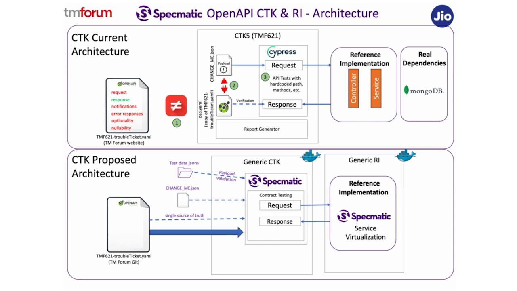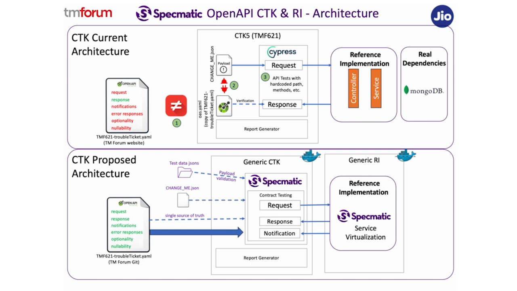Whenever a request comes in, the Specmatic service virtualization stub is able to respond back with the response code, and it's also capable of sending notifications and so forth. All of this can now be validated and a similar report can be generated as before. So in summary, with these changes, we are able to not only validate the request, response, the notification, error responses, the optionality and nullability, but we're also significantly reducing the time it would take to build the CTK and the RI because we have made them generic.